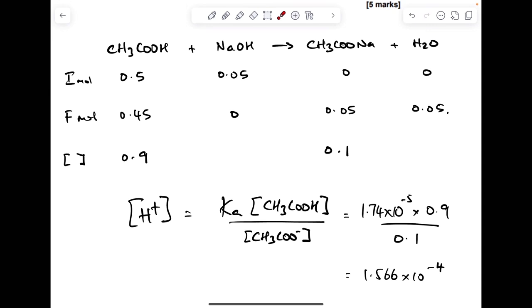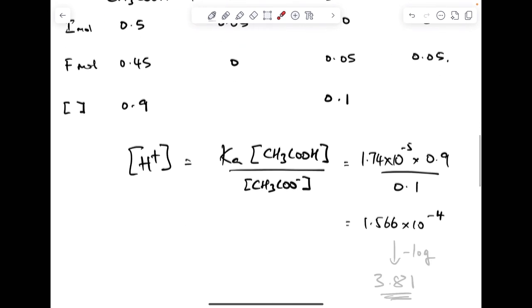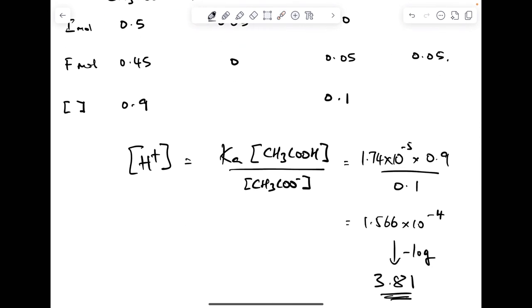Obviously that's going to be in moles per decimetre cubed. And then all we need to do is minus log that, and that'll give us our pH. We've got to give our answer to 2 decimal places. So the answer is 3.81.